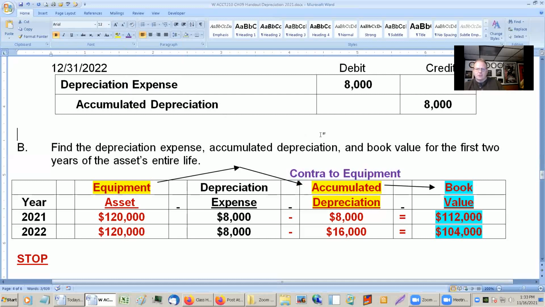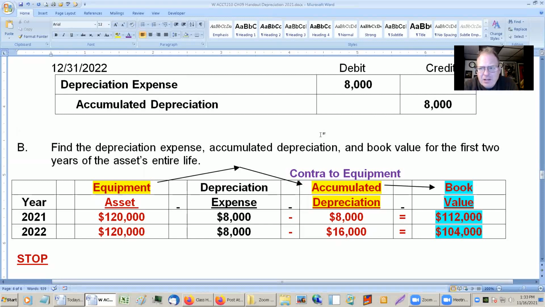So those two will go together forever. At the end of this line, at the end of 10 years, they decide to sell this piece of equipment. You're gonna take both of them off the books, the equipment and the accumulated depreciation, which is a contra account to that piece of equipment. Question on that thing?